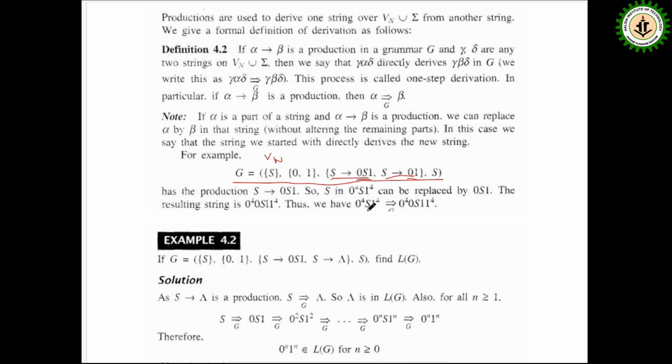So in that way, suppose we use the production rule four times. Ultimately this becomes 0 to the power 4 S 1 to the power 4, and at last S will be replaced by 01.